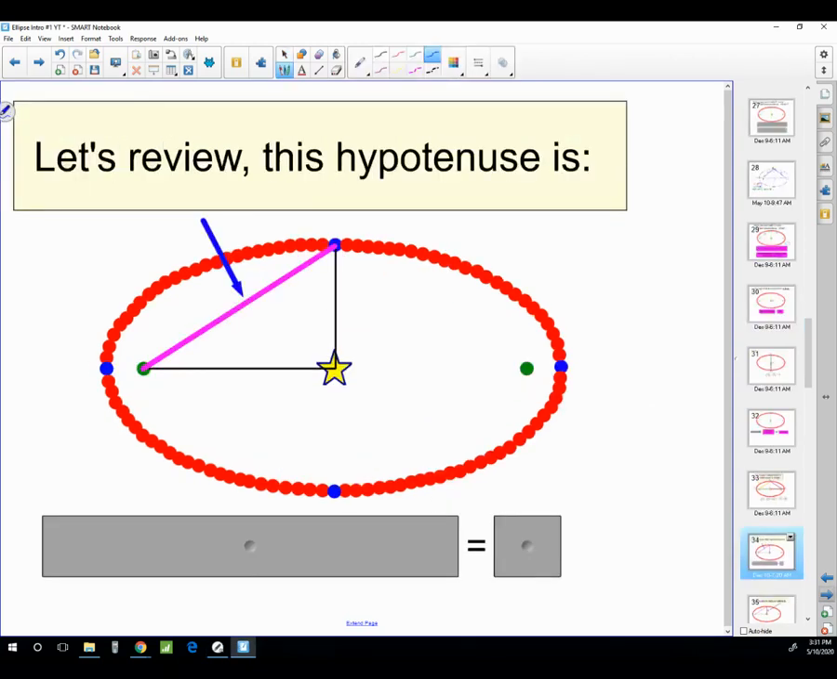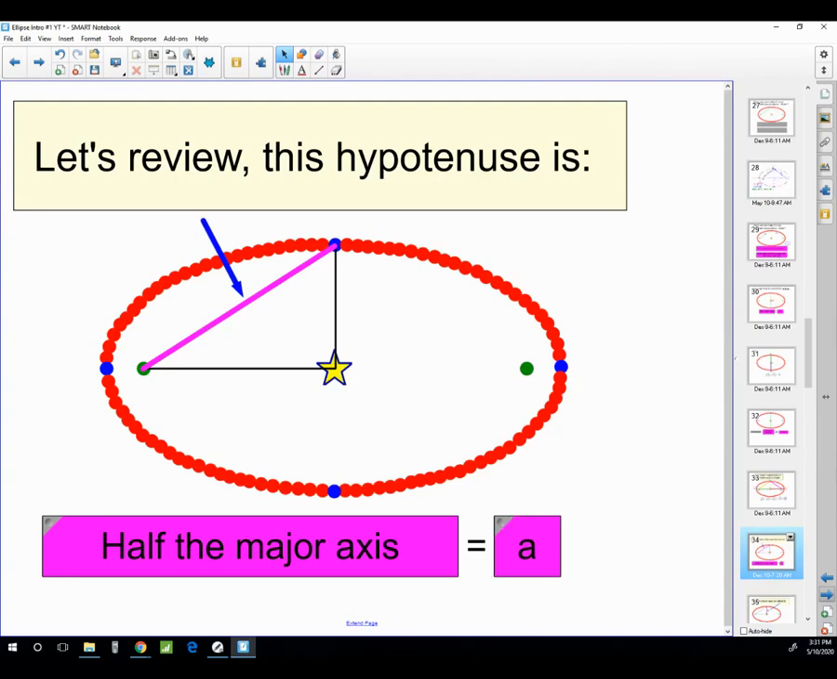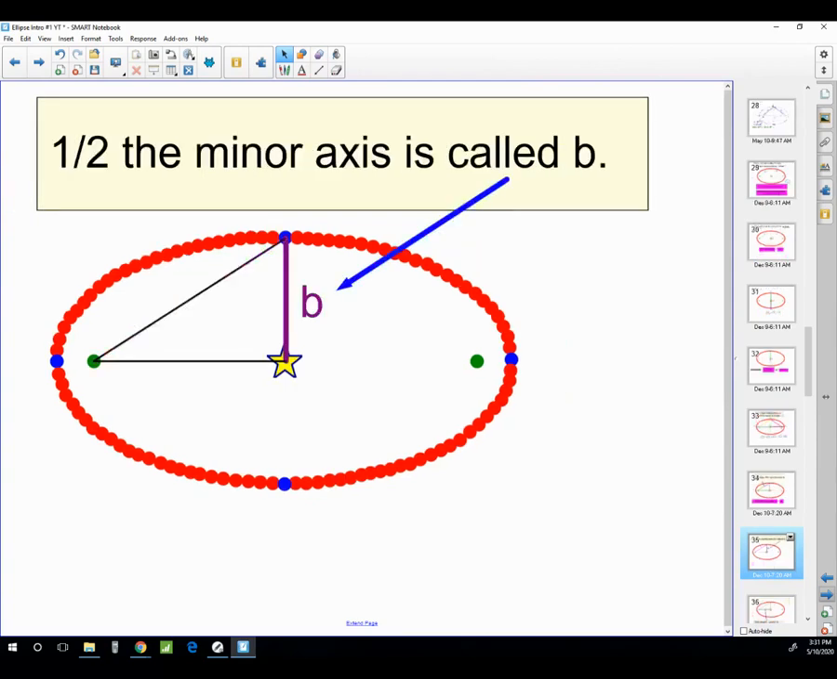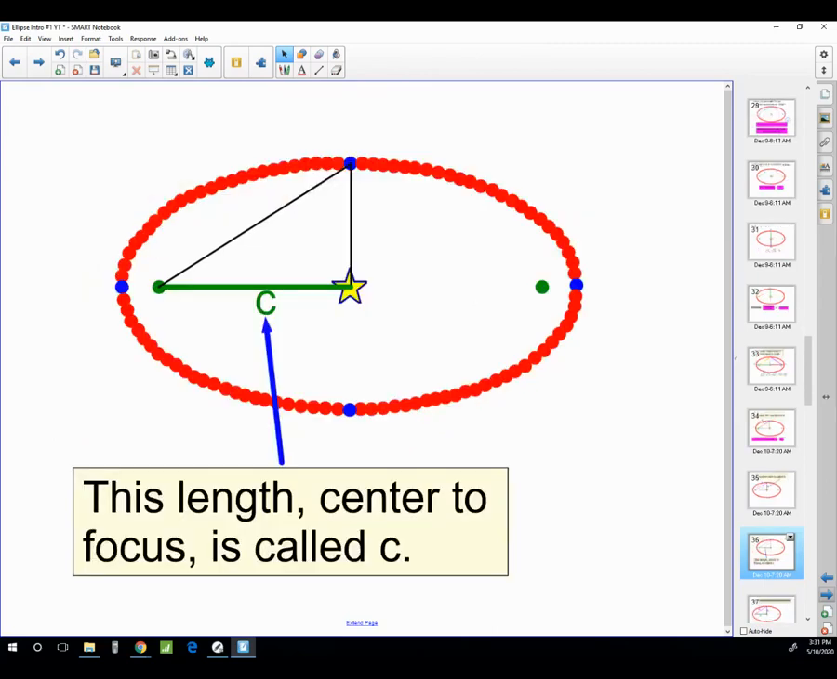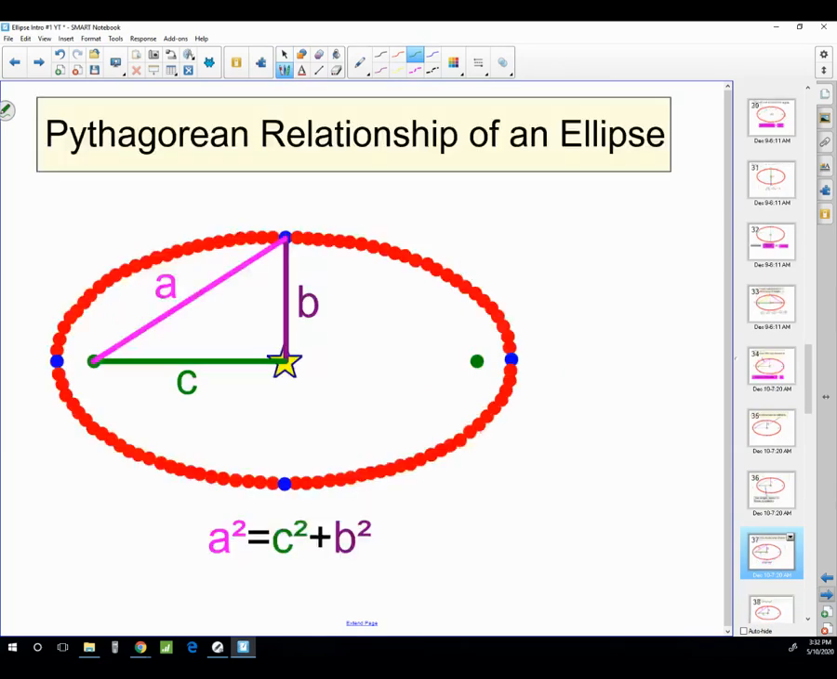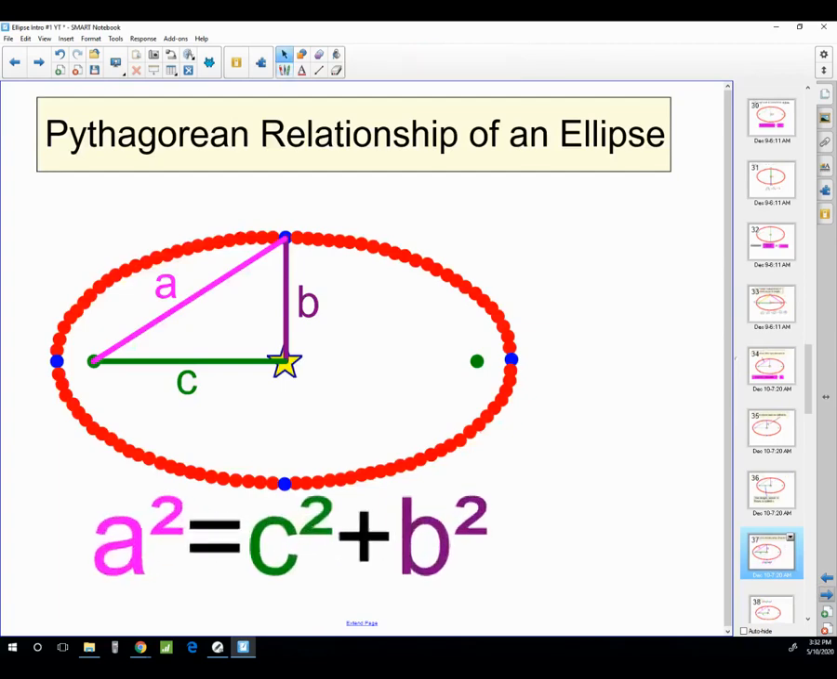Let's review. We are calling that segment right there in this triangle, the hypotenuse, half the major axis, and we're calling it a. We're calling that leg of the right triangle b, and this leg, which we really haven't named up until now, we're going to call c, the distance from the center to a focus. That gives us a Pythagorean relationship where a is the hypotenuse. Now, if you need c to be the hypotenuse, you might want to walk around the block for a minute, pause the video, walk around the block, come back, and understand that a is going to be the hypotenuse.